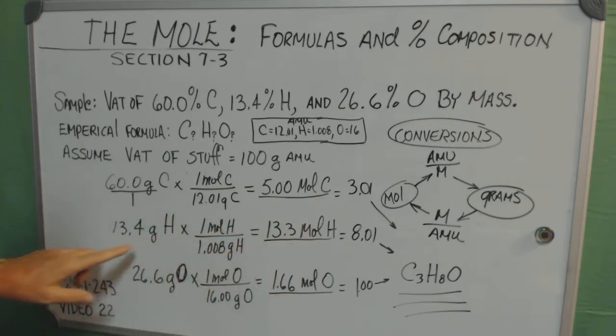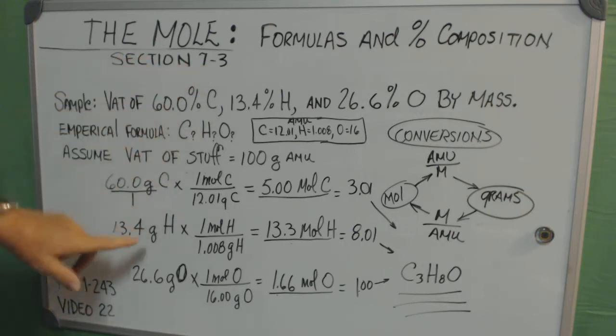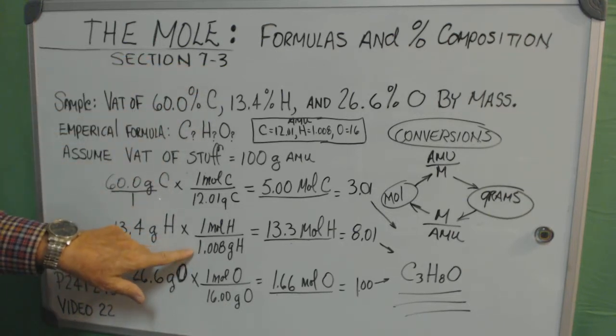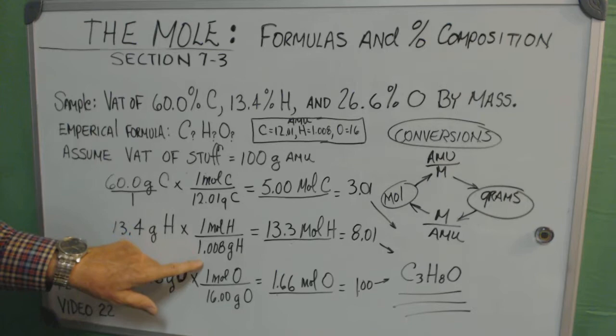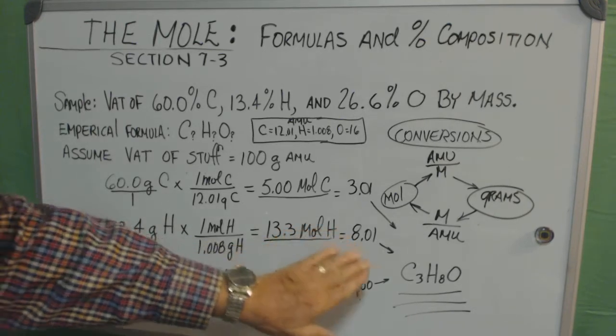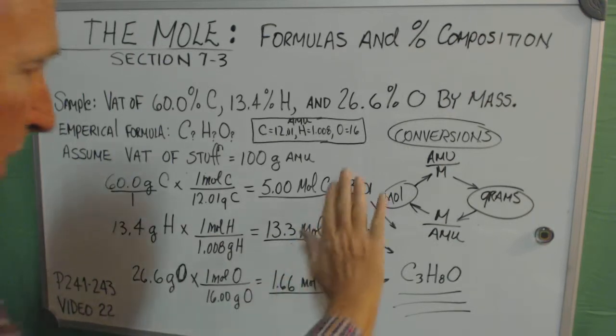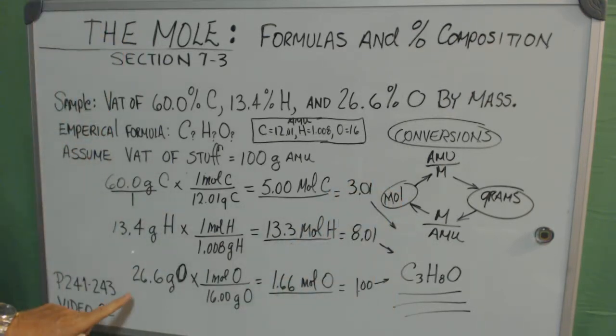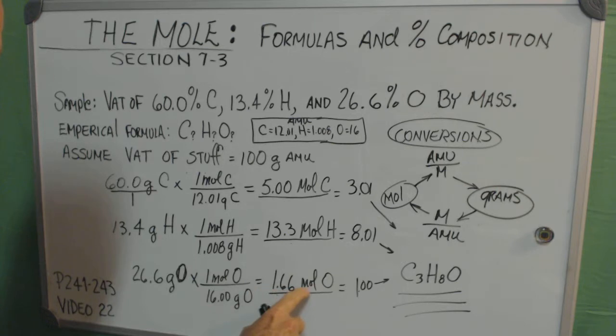And so I'm going to do the same thing with my hydrogen. I've got 13.4 grams of hydrogen, and my atomic mass is 1.008. That gives me 13.3 moles of hydrogen. Never mind that, we'll do that later too. And then finally I have 26.6 grams of oxygen divided by 16, and I end up with 1.66 moles of oxygen.